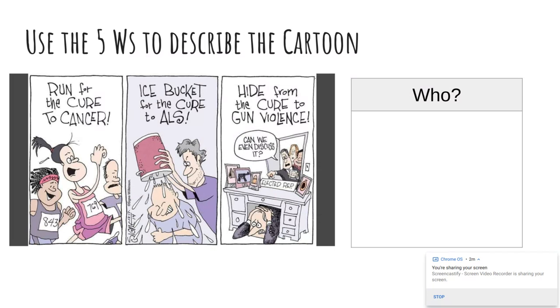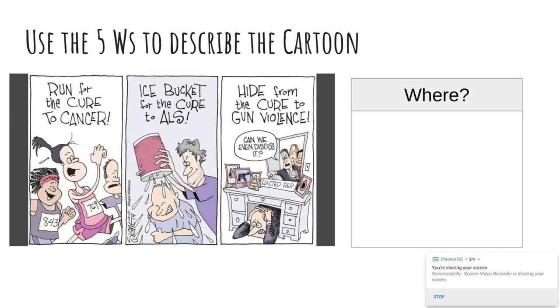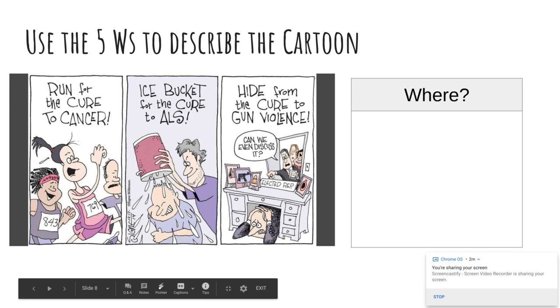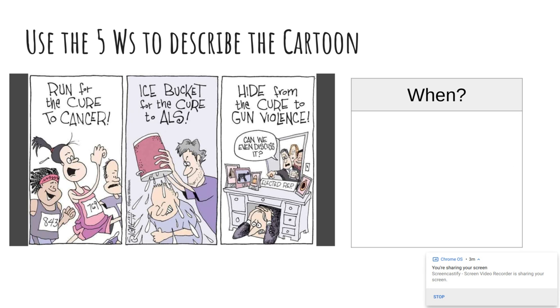So we're thinking about this cartoon, and the first thing we're going to describe are the who. We have just regular people here, and then we have a politician as the main person in this box. See how simple? We're just really taking notes. Where is it taking place? Well, there's more than one location here. Both of these seem to be taking place just outside. And this looks like an office because we have the man underneath the desk and we see the door to enter the office. So where is it taking place? Outside and in a politician's office.